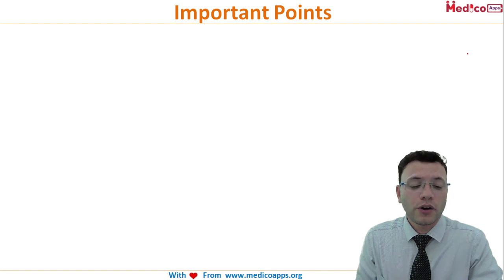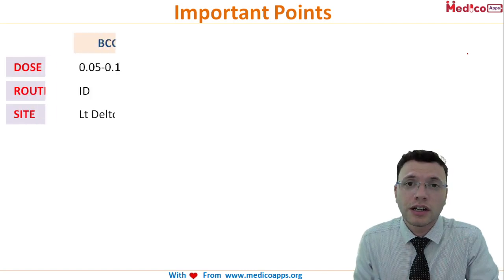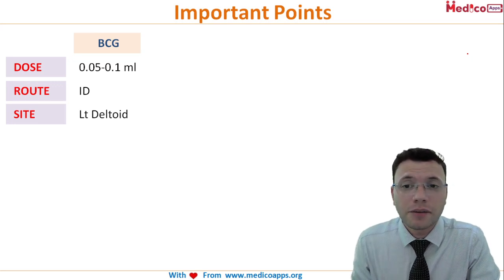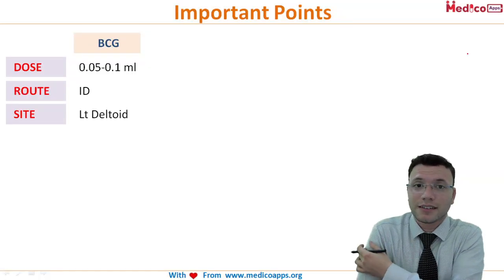So what we are going to discuss is, first we'll discuss the vaccine and what is the dose, what's the route and the site. BCG, remember, given at birth, 0.05 to 0.1 ml, given intradermal on the left deltoid. You remember you have a scar there.